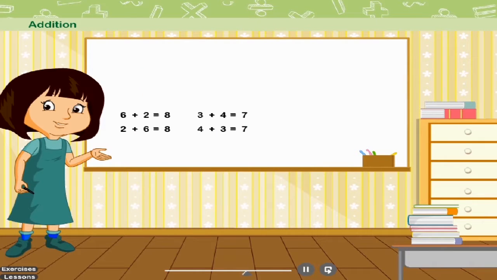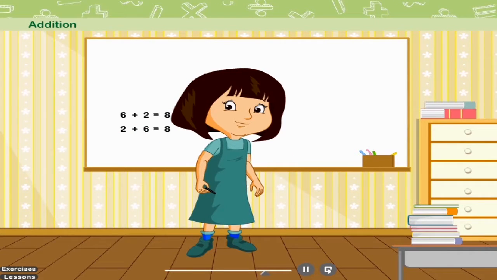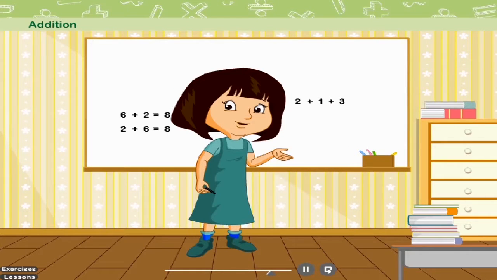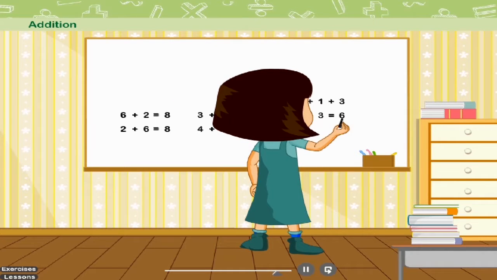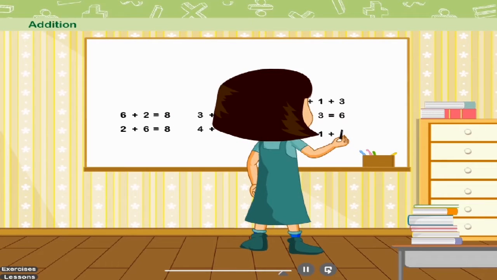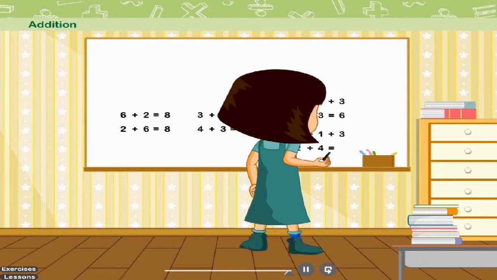Teacher Rita also says that while adding 3 numbers, we can add the first 2 numbers first or last 2 numbers first. The sum will remain the same. Let us see this example. 2 plus 1 plus 3 is equal to 3 plus 3 is equal to 6. Also, 2 plus 1 plus 3 is equal to 2 plus 4 is equal to 6.